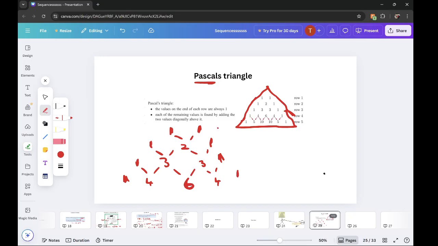So this is row 1 to row 4 now. That means to the power of 1 to the power of 4. I want you to remember what I'm saying over here: the power of 1 to the power of 4.